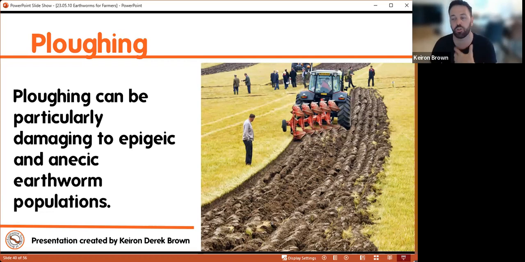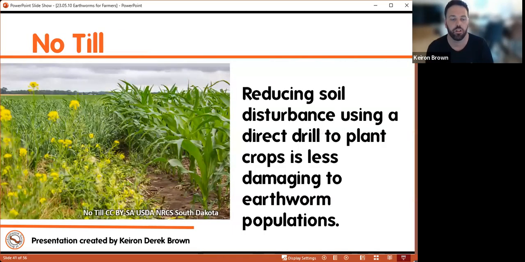So what can we do to minimize the impact of ploughing? Something that is becoming more and more popular is no-till. Reducing the soil disturbance by using a direct drill to plant crops is obviously going to be less damaging to earthworm populations. And there have been studies showing that no-till methods lead to increased earthworm diversity within the soil as well. So where possible, applying a no-till method to managing your crops is always preferable.